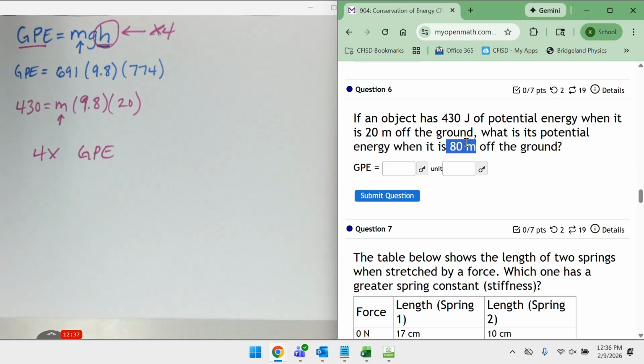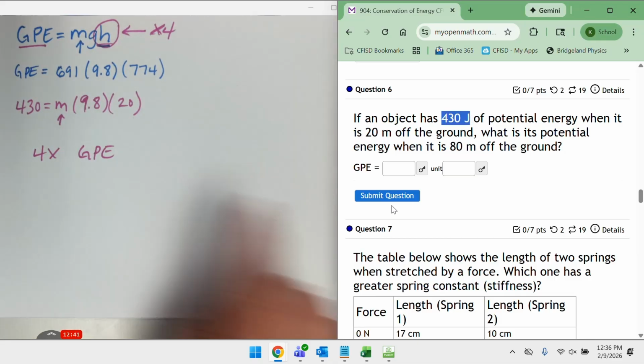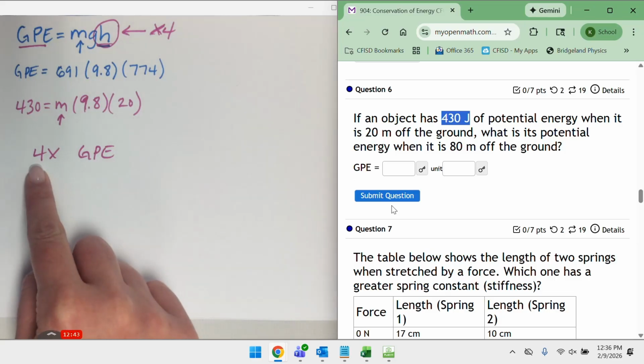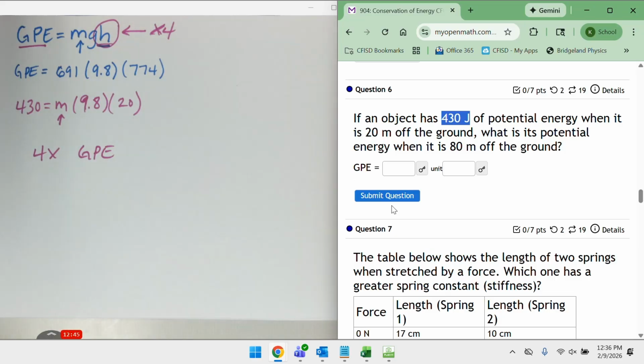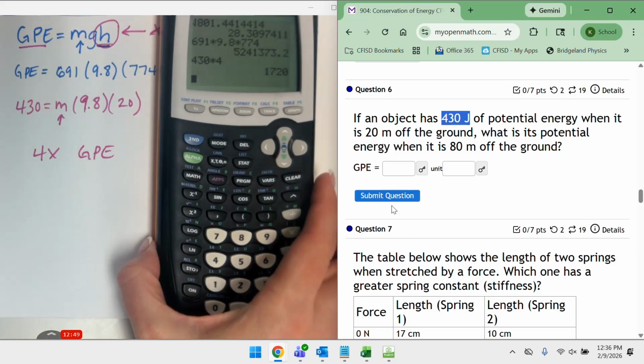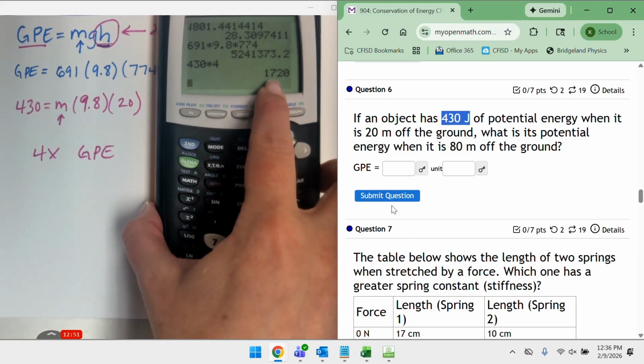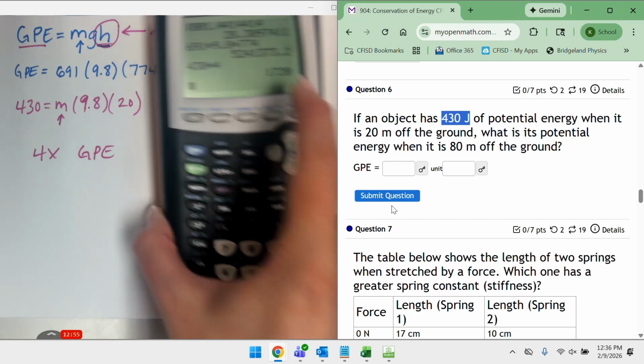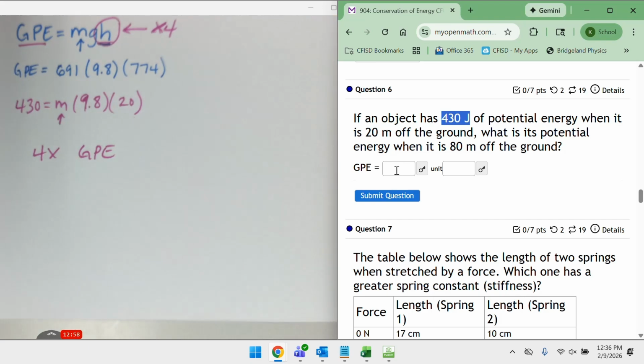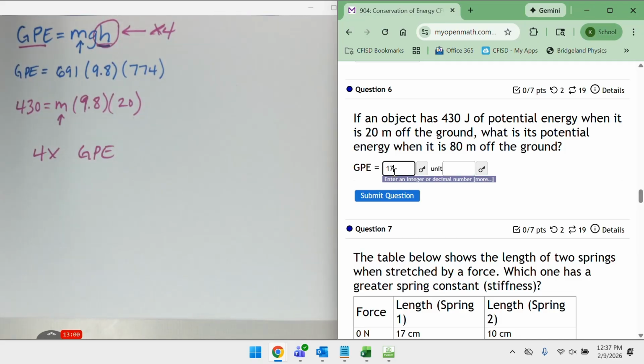And the question tells you that you started out with 430 joules of potential energy. So you just need to multiply that number by 4. So 430 times 4 will give you the amount of gravitational potential energy that you have when you quadruple the height. And it would be 1,720 joules, because that is 4 times as much. And again, your unit is still the joule.